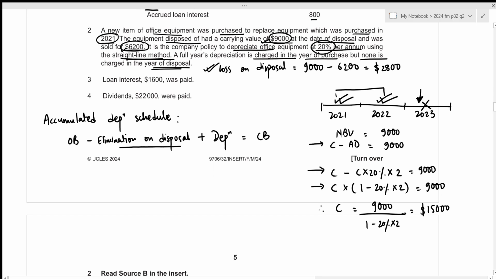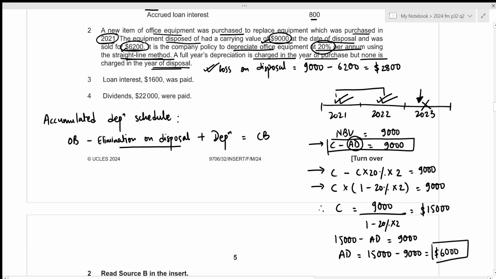Now we can easily calculate the value for our accumulated depreciation using this particular equation. So we can substitute the value for cost, that is 15,000, minus accumulated depreciation will be equal to 9,000. And we know that the accumulated depreciation will be equal to 15,000 minus 9,000, which results in the value of 6,000. So this is the accumulated depreciation of our disposed equipment, and that is the value for elimination or disposal.